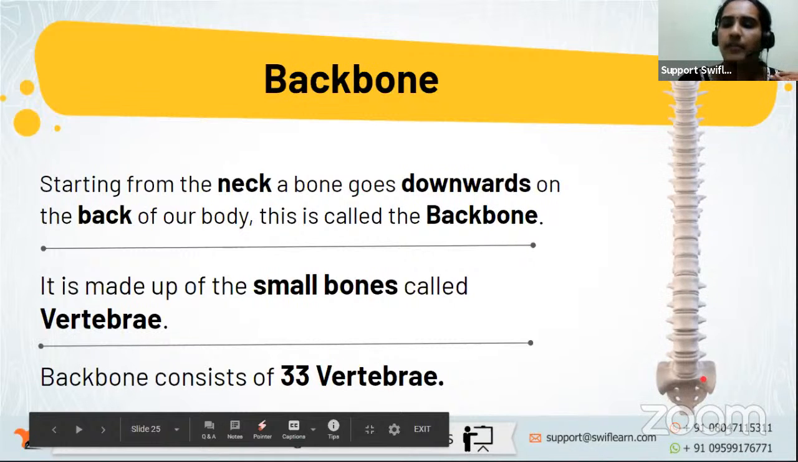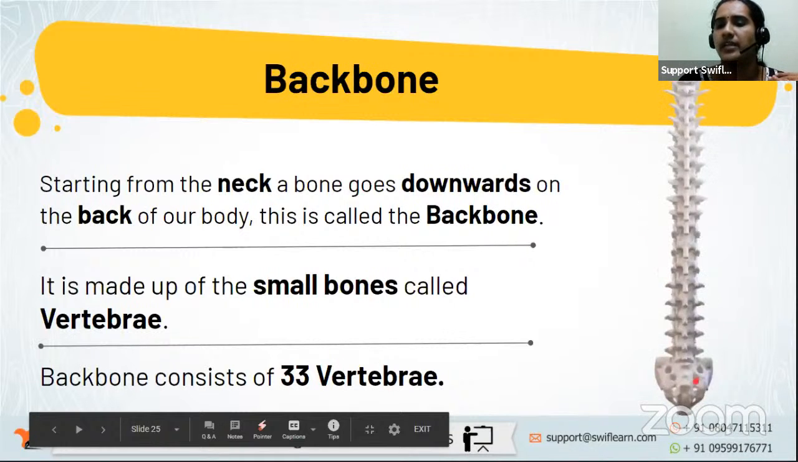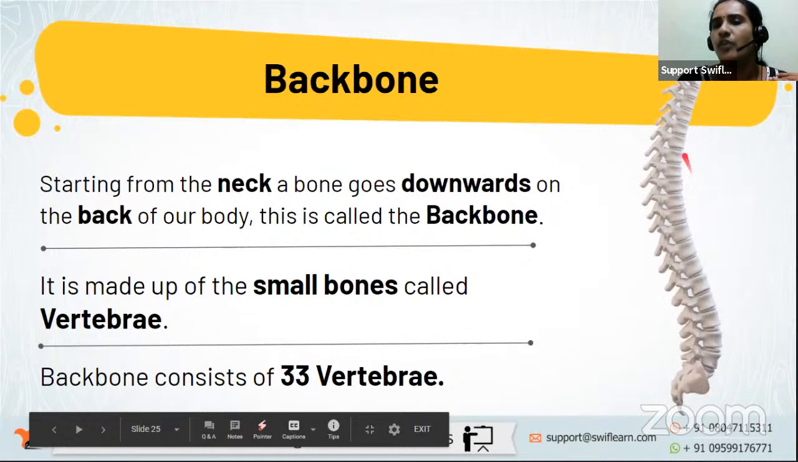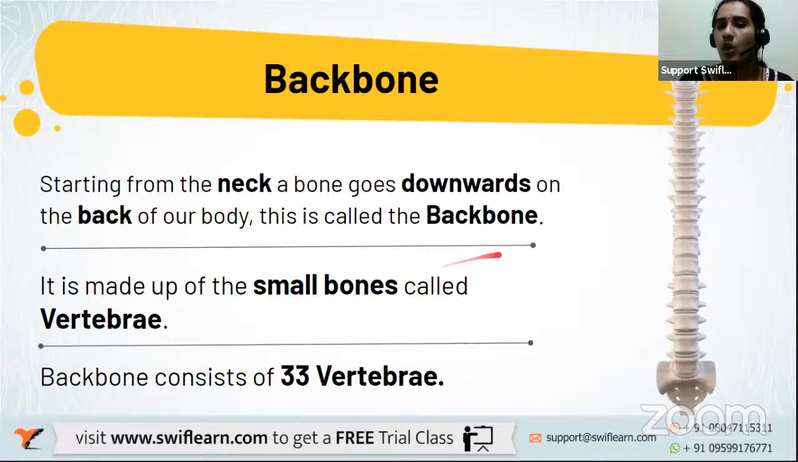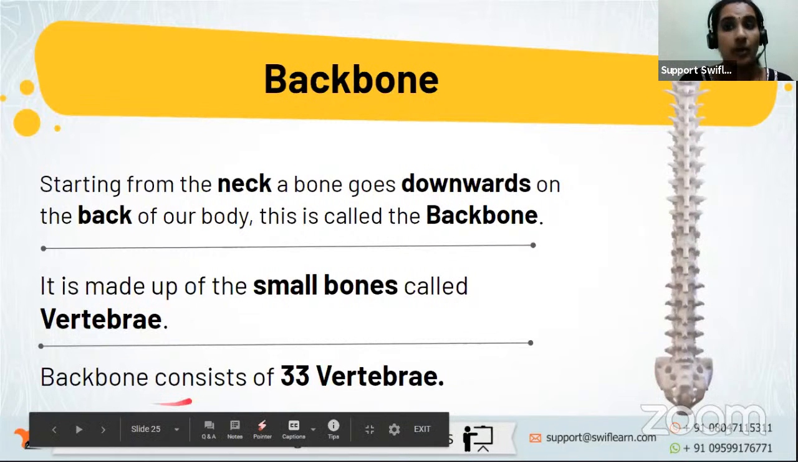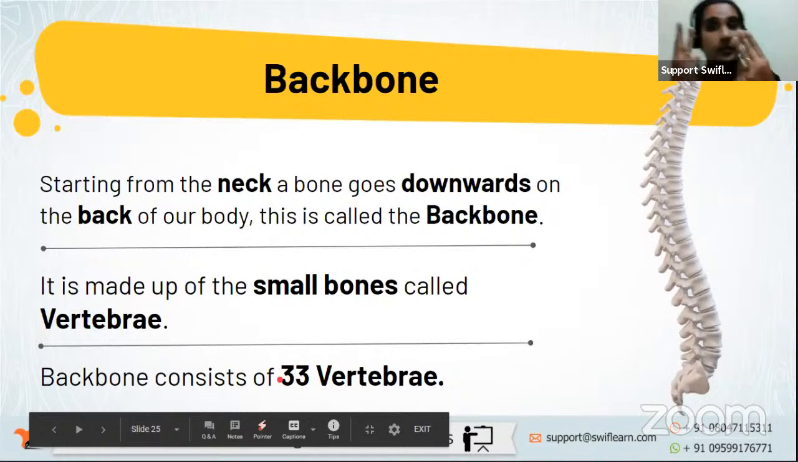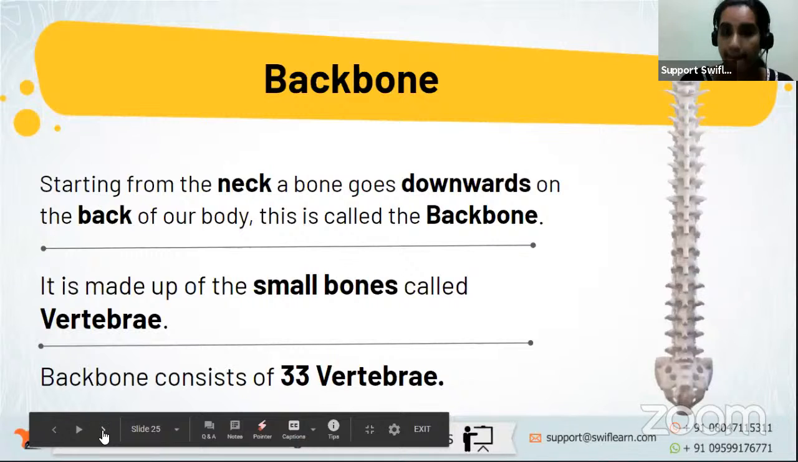And some of them are fused. You can see here, the last bones are fused here. So from the neck till downwards onto the back of the body is the backbone. Small bones called vertebrae are present. The backbone consists of how many vertebrae? 33 vertebrae. Yes, so that's about the backbone.